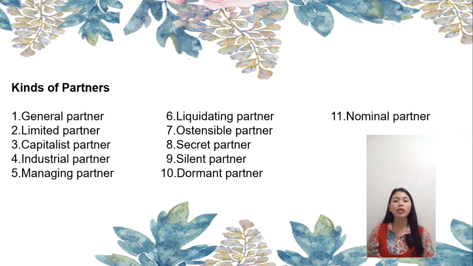So there are lots of kinds of partners: liquidating partner, ostensible partner, secret partner, silent partner, dormant partner, and last is the nominal partner.